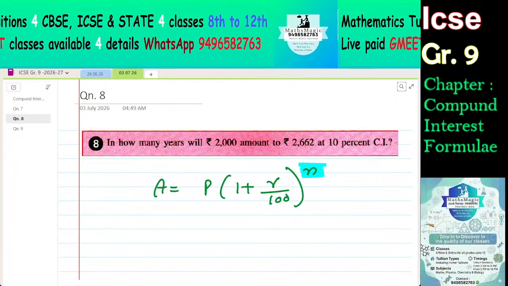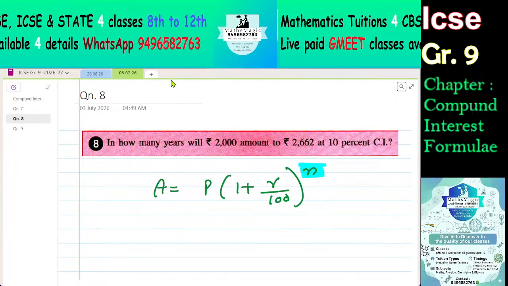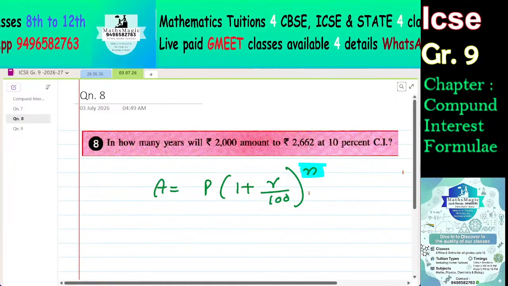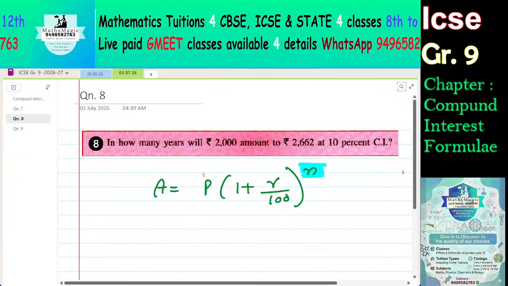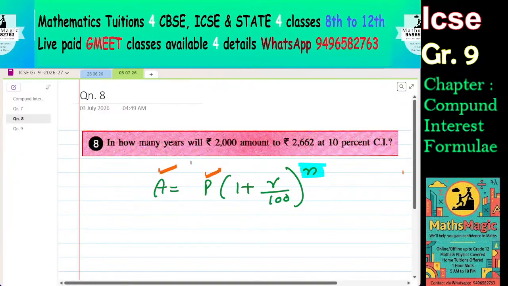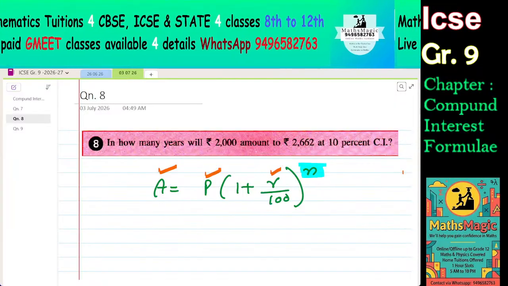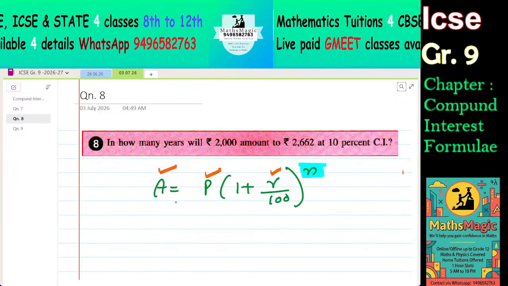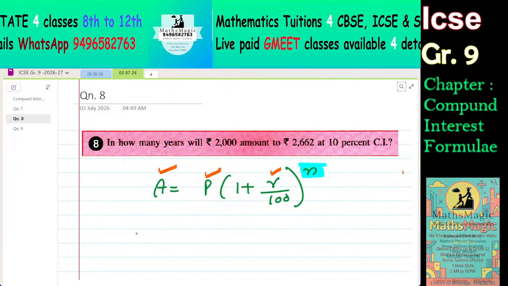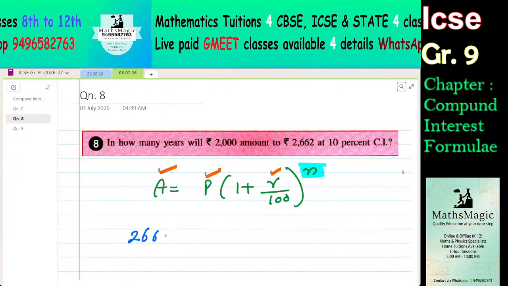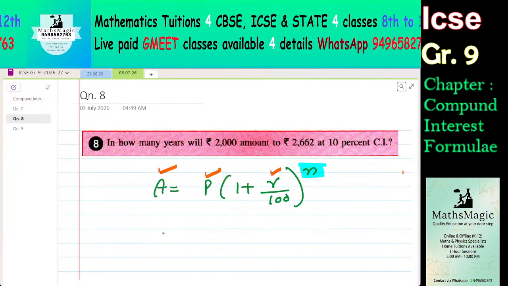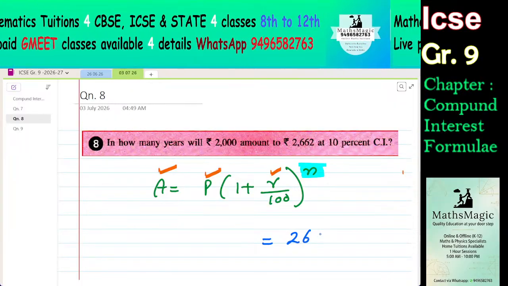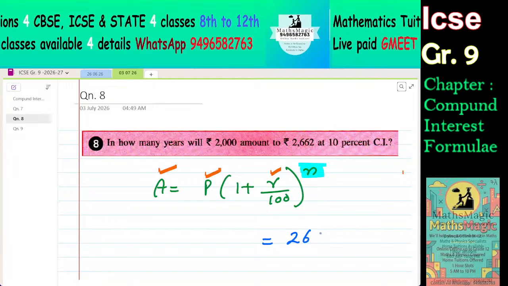And what all things are given in the question? Things given in the question are principal P, amount, and rate of interest. And it's pretty clear. Question 2662. Let us write it like this.